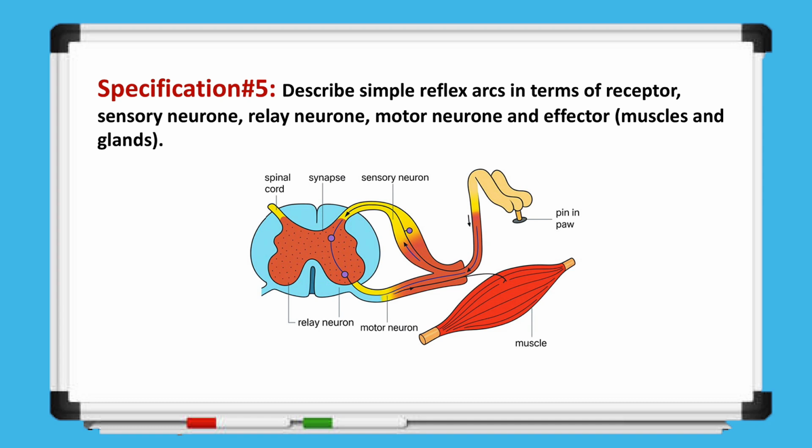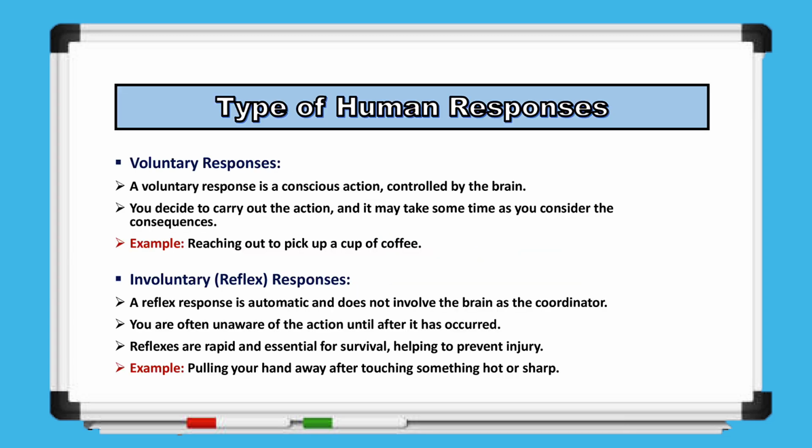This whole process happens very quickly because the impulse travels along a direct pathway and does not need to go to the brain first. That's why reflex actions are so fast and essential for protecting the body from sudden danger. If we talk about types of human responses, there are two main kinds, voluntary and involuntary. Voluntary responses are conscious actions controlled by the brain. You make a decision to perform them, and they may take a little time as you consider your options. For example, reaching out to pick up a cup of coffee is a voluntary action.